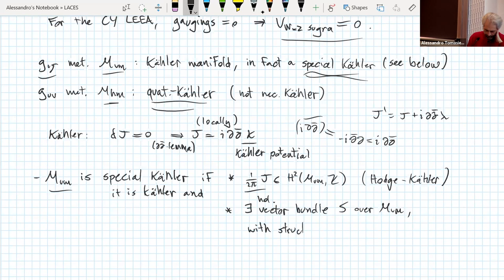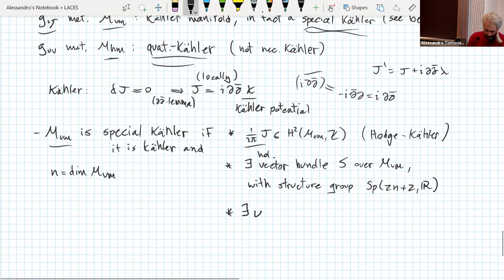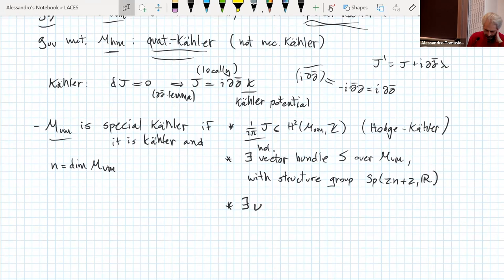Moreover, the structural group in which the transition functions are valued is Sp(n plus two), where n is the dimension of MVM, and there is a section. Call it a calligraphic V or nu. I guess I will call it nu.